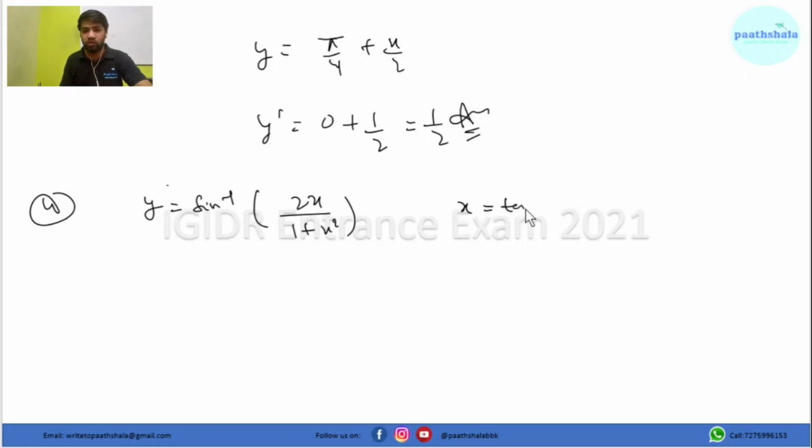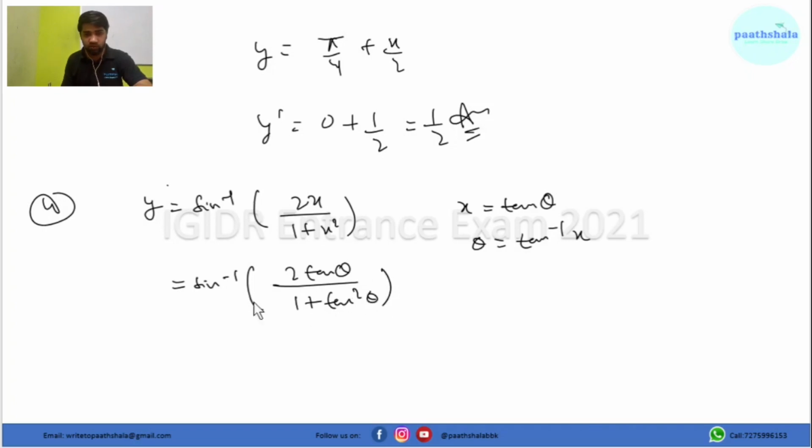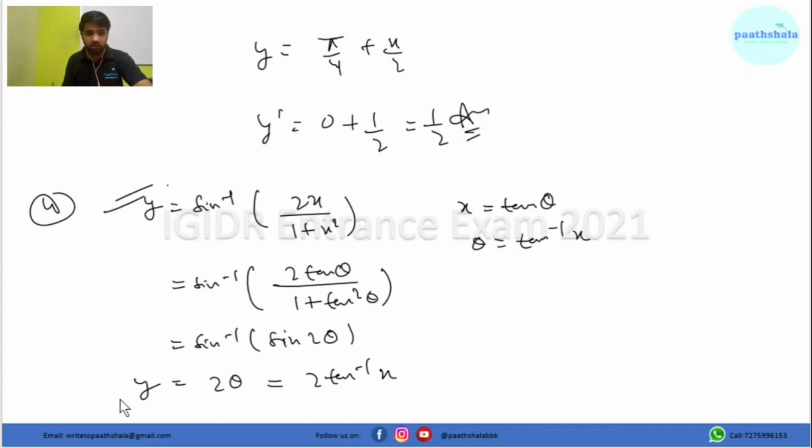Like here I'm going to put x equals tan theta, so theta will be tan inverse x. Now put it, so this will come out to be sine inverse of 2 tan theta upon 1 plus tan square theta. So this is the formula of sine 2 theta. So this will become sine inverse sine 2 theta, and sine inverse and sine get eliminated, so this will come out to be 2 theta, and this will be 2 tan inverse x. Okay, so this is why. Now instead of differentiating the original function, you can differentiate this function and the result will be the same.